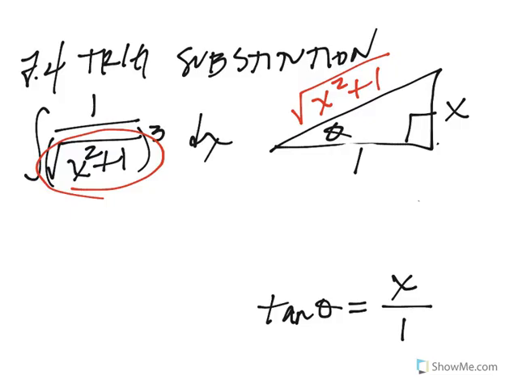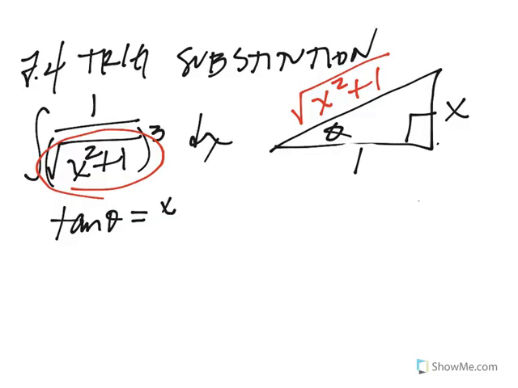The tangent of theta is equal to x over 1. Now again, since I'm substituting theta in for x, I also need a statement as to what dx is. And I get that by deriving my original substitution. So if I derive that, I get dx on the right-hand side, and I get secant squared of theta d theta on the left-hand side.